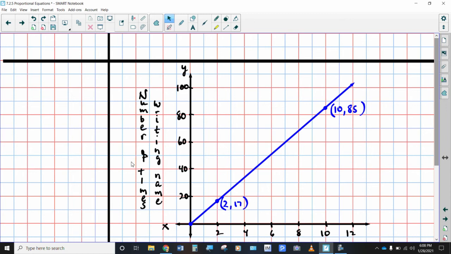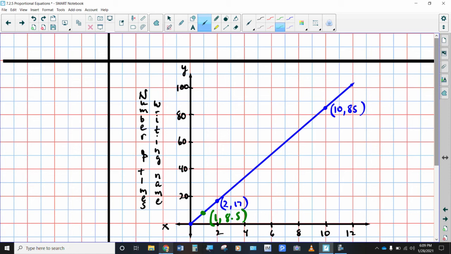And there is the graph for this particular situation. Notice that it passes through 0, 0. Notice that it passes through 217, and it passes through 1085. So this point right there has to be the unit rate. When x is equal to 1, y is going to be your constant of proportionality or your unit rate for this proportional equation's graph.